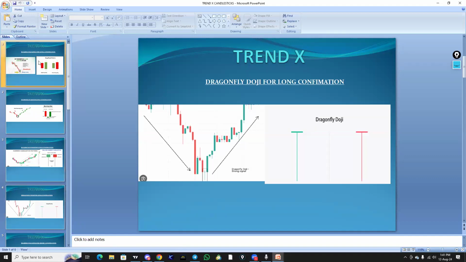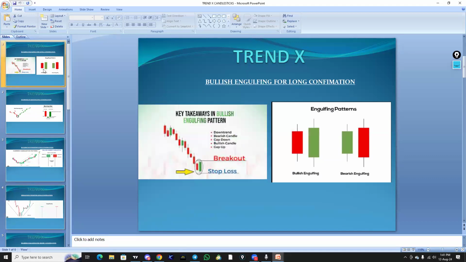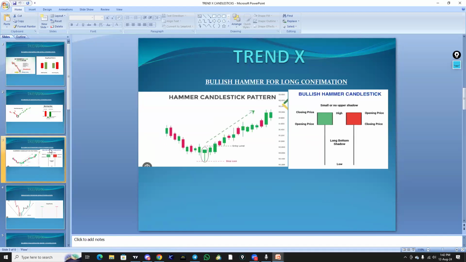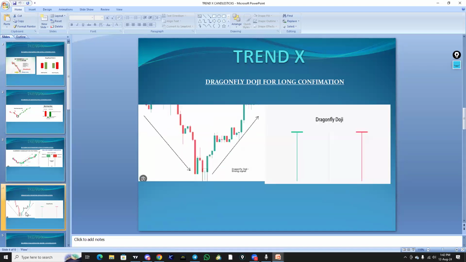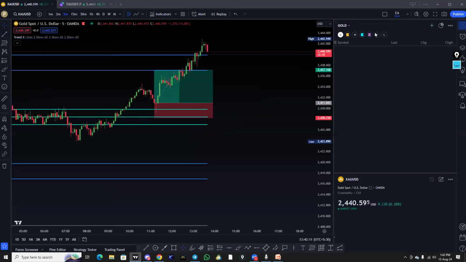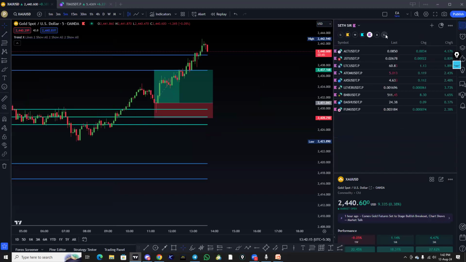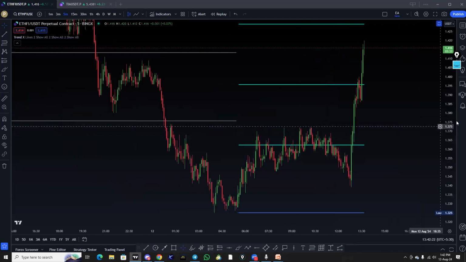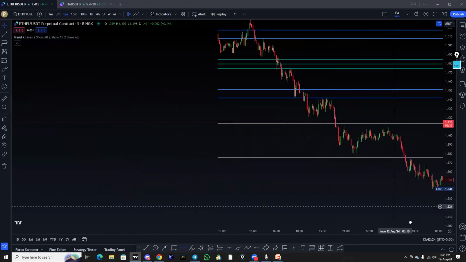So the first candle is a bullish engulf. The second candle is a morning star. The third candle is a bullish hammer. The fourth candle is a dragonfly doji. I'll show you how the candles look. We'll go to any token, one second. I'll just observe how the candles look.